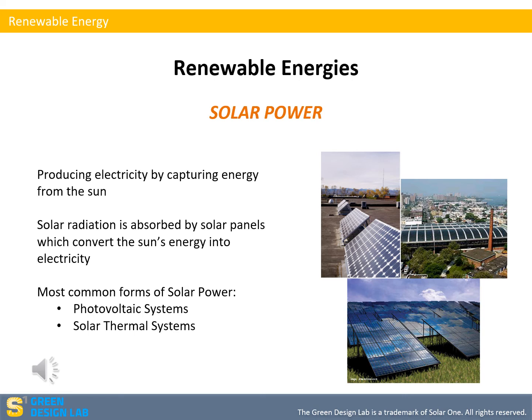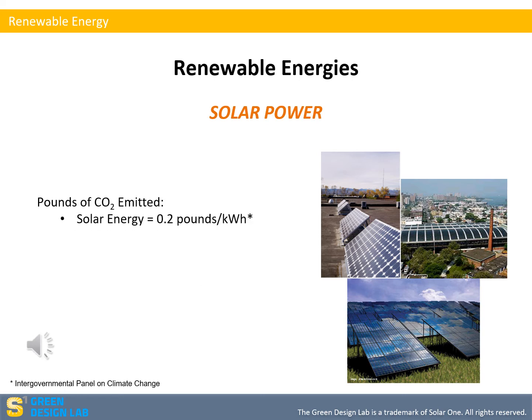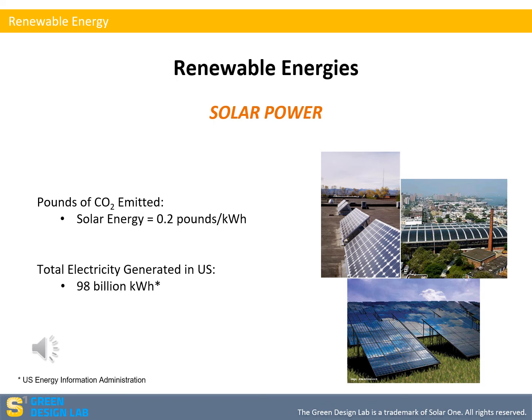The most common forms of solar power are photovoltaic systems, which convert sunlight directly into electricity, and solar thermal systems, which capture heat energy from the sun to use as thermal energy or to produce electricity. Solar power can emit up to 0.2 pounds of carbon dioxide per kilowatt hour. In 2018, the total amount of electricity generated in the United States from solar power was 98 billion kilowatt hours.